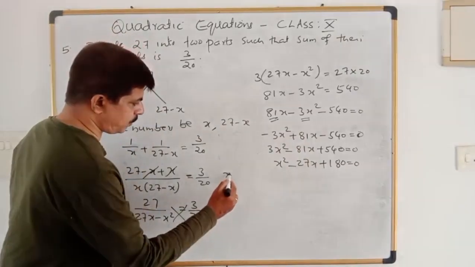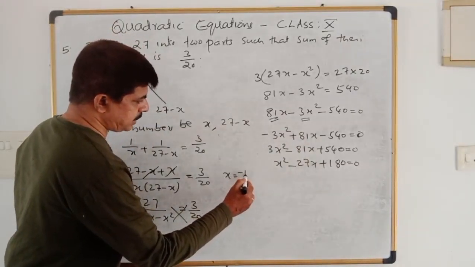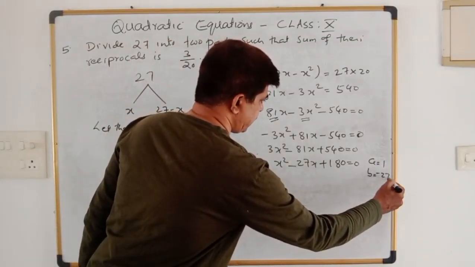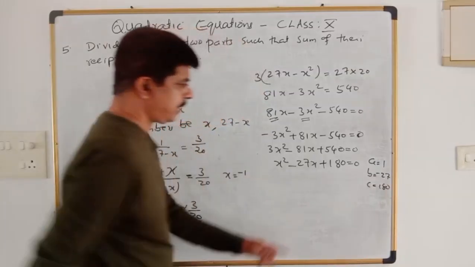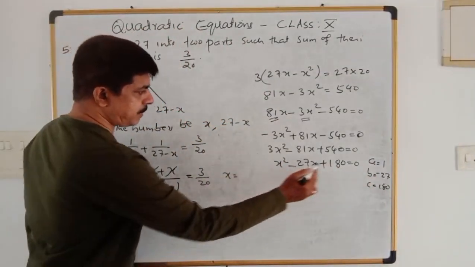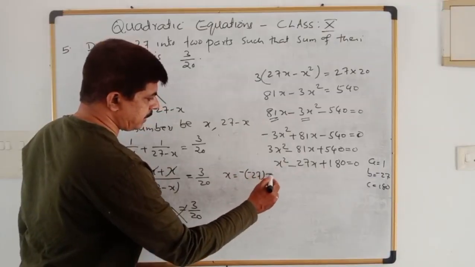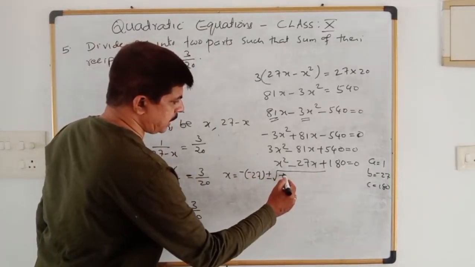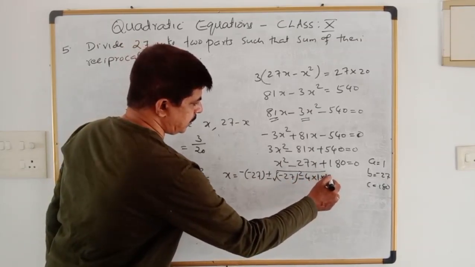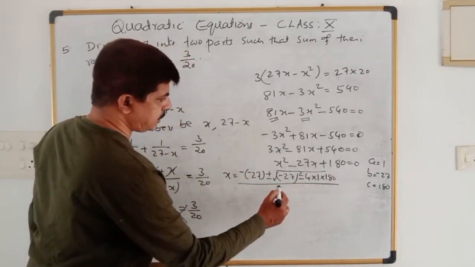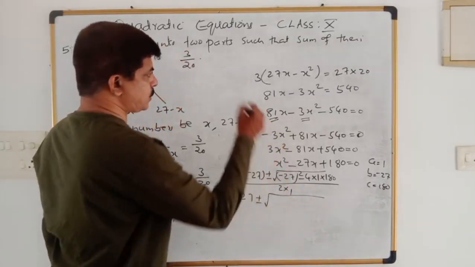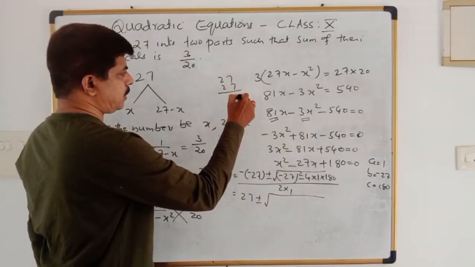So we have the quadratic formula, minus b plus or minus. We have a, b, c. What are a, b, c here? A is 1, b is negative 27, c is 180. We got the values of a, b, c. So simply substitute. Minus b means minus of minus 27 plus or minus root of b square minus 4 into 1 into 180 by 2 into 1. 27 plus or minus. What is 27 square?